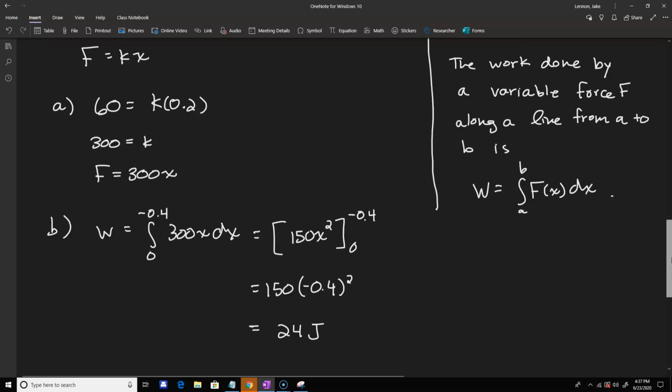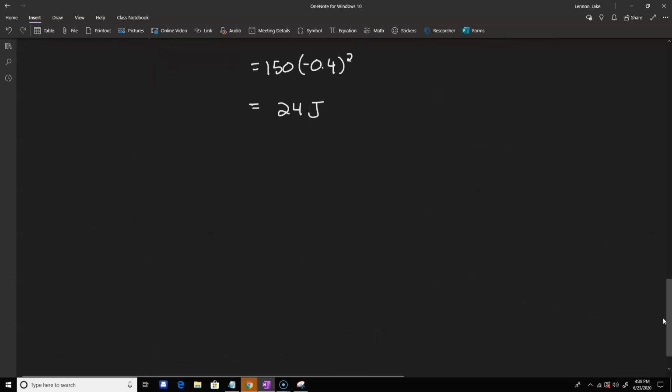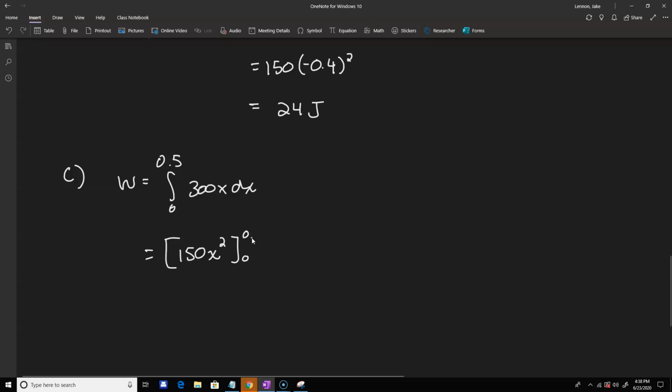Let's go ahead and look at C. What did they want for C? They wanted us to stretch the spring 0.5 meters from its equilibrium position. So really that's not too much of a different problem. The work here would just be given as the integral from 0 to 0.5, positive 0.5 since we're stretching it outward, of this 300x dx. And again, that's just going to be 150x squared from 0 to 0.5. And I believe that gives us 37.5. Let me just double check. Yeah, 37.5 joules here.